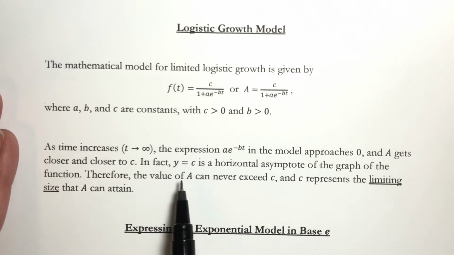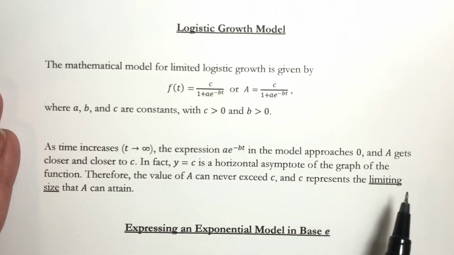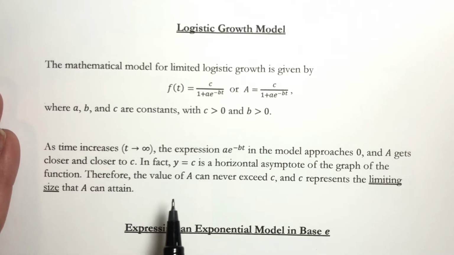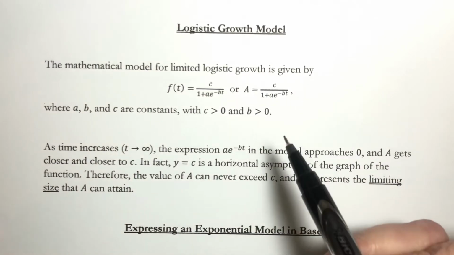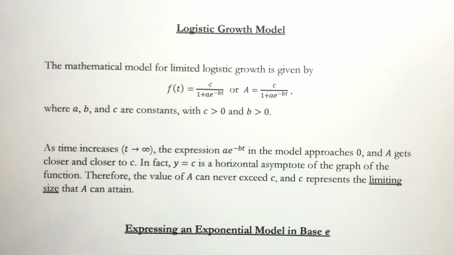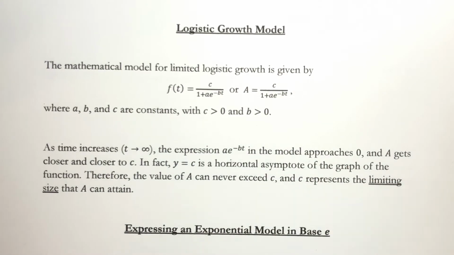And so the value of A can never be larger than C, and C represents the limiting size that A can attain. Now, I know that's a lot of information I just threw at you at once. Basically, what this is saying is if you have a problem that's in this basic form and they ask you, what is the maximum number of bacteria available here or whatever, you're just going to say that top number, whatever it is. That's your answer. That's as big as it can possibly be.